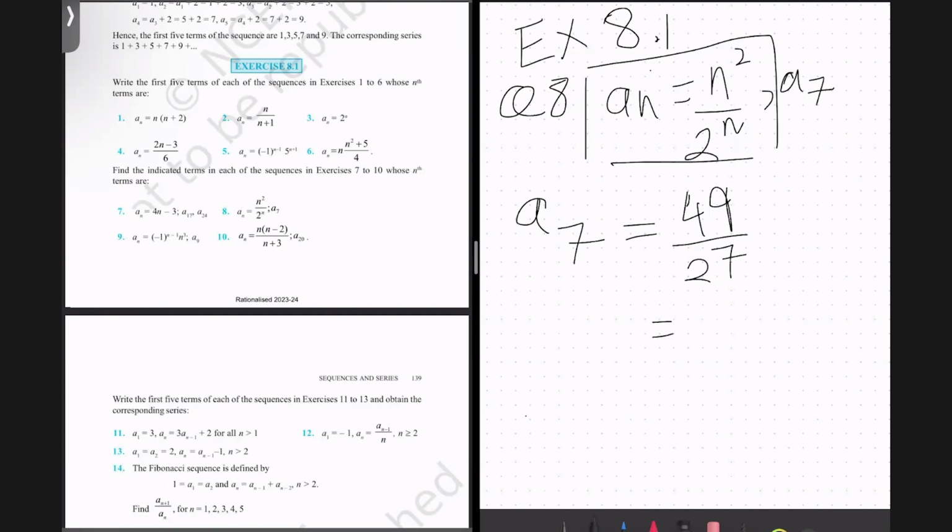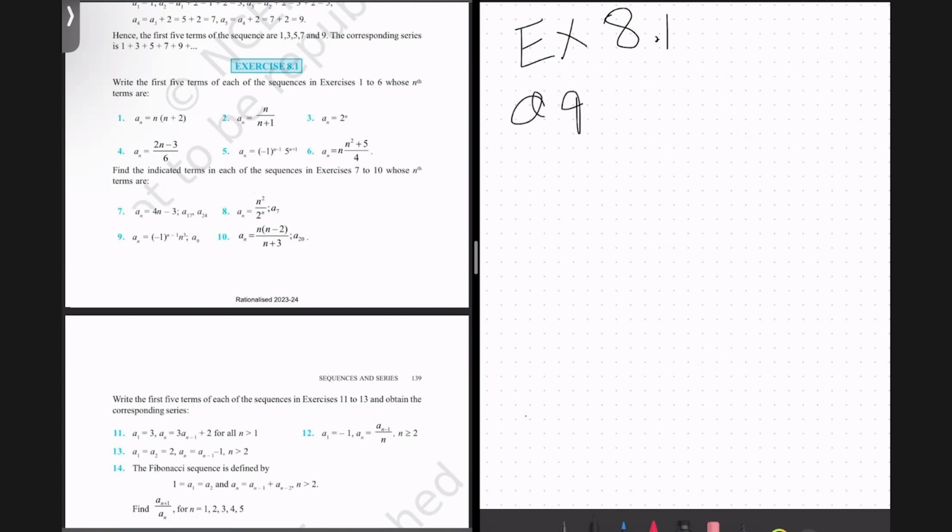Right? So I have, this should be written a bit better. 2 to the power 7. So I have 49 upon 128, and that will form my 7th term of this particular sequence. Correct? Moving on to the 8th question, or maybe, to the 9th question.